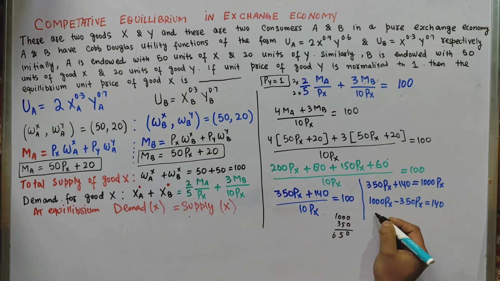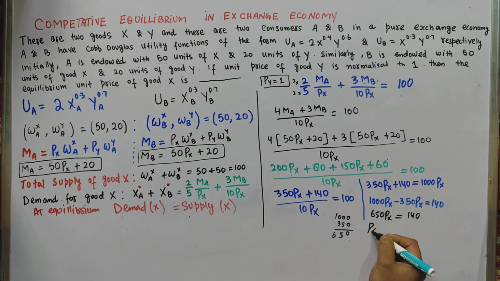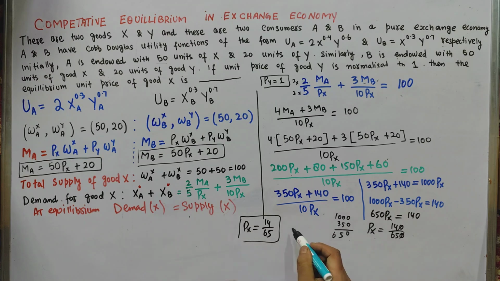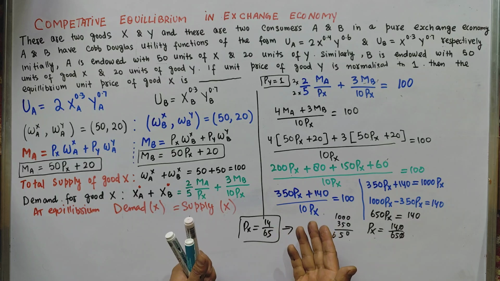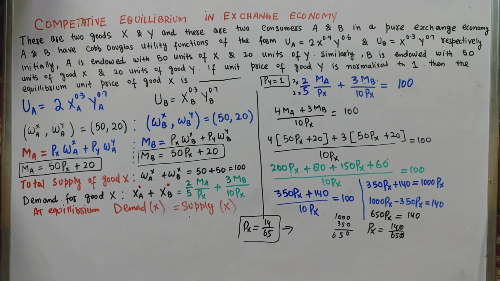So this is 650. 650 Price of X is equal to 140, or Price of X will be equal to 140 upon 650. So this gets cancelled, so Price of X will be equal to 14 upon 65. So this will be the price for good X. I hope I made myself clear in this video. Thank you.